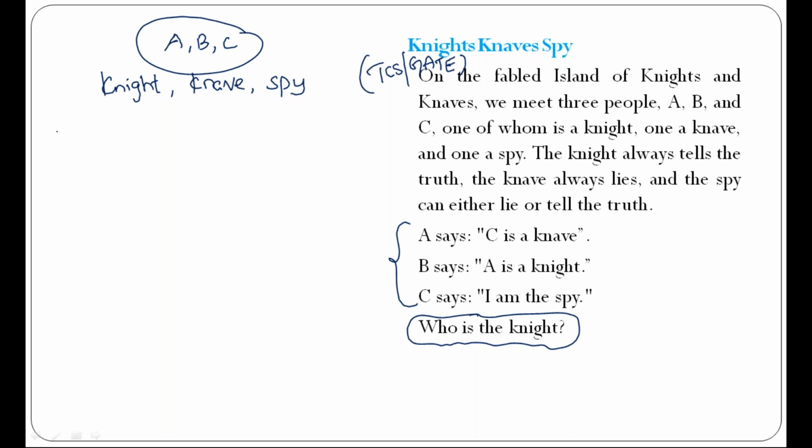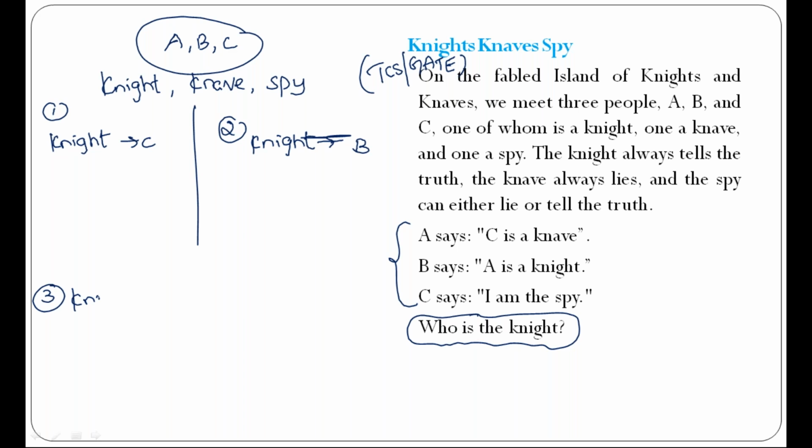Now first I will consider C is knight. That is the first case. Second case, I will consider B is knight. Third case, I will consider A is knight. I will check which one is satisfying, whether it is satisfied or not. The question is about who is the knight. I'll check whether C is knight is possible or not, then B is knight, then A is knight. Friends, please listen carefully.